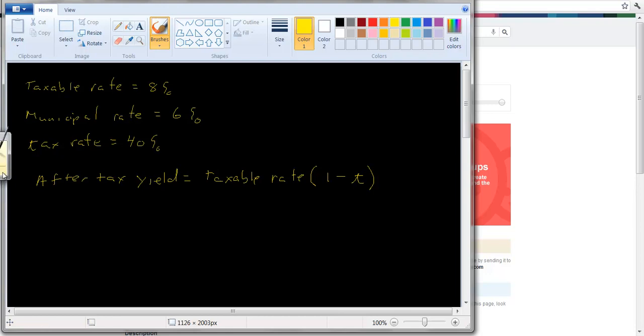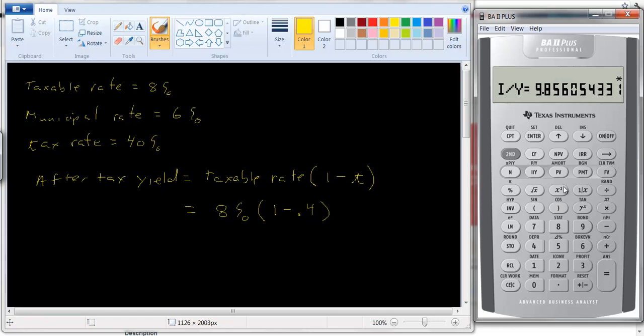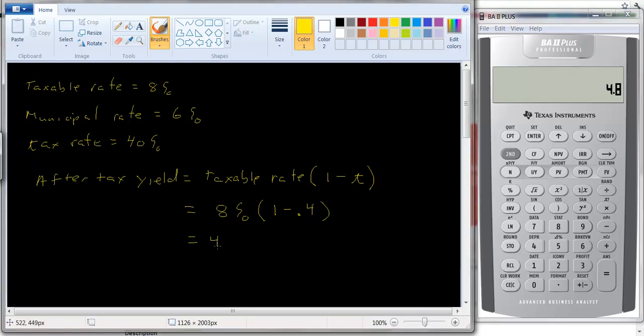So let's plug in those numbers and let's see what we get. So if we plug in, we have an 8% taxable rate times 1 minus 0.4. So that's going to be, let me call up my financial calculator here, 8 times 0.6. And we get an after-tax rate of 4.8%. So clearly in this case, the municipal tax-free bond is better than the taxable bond.